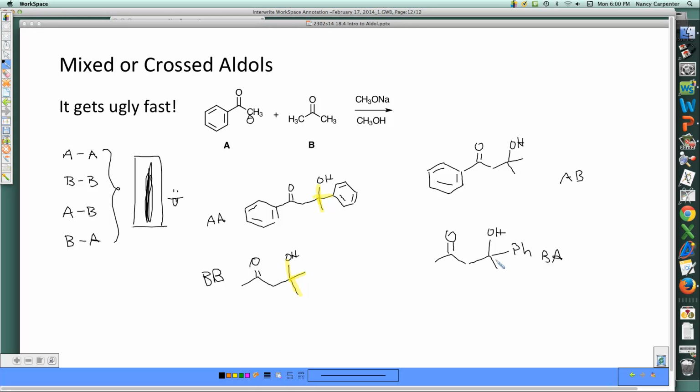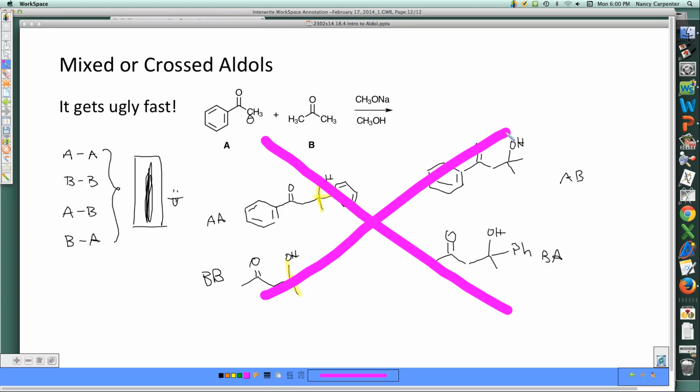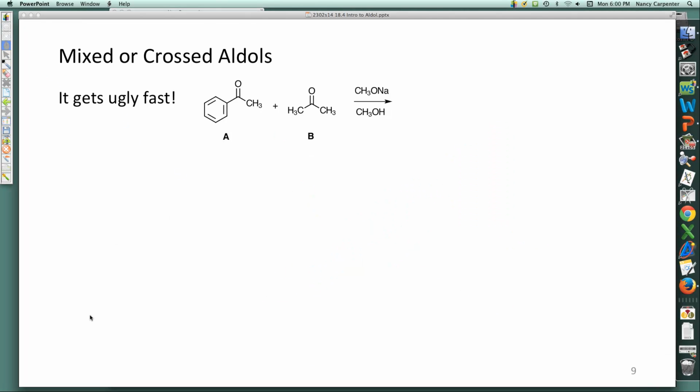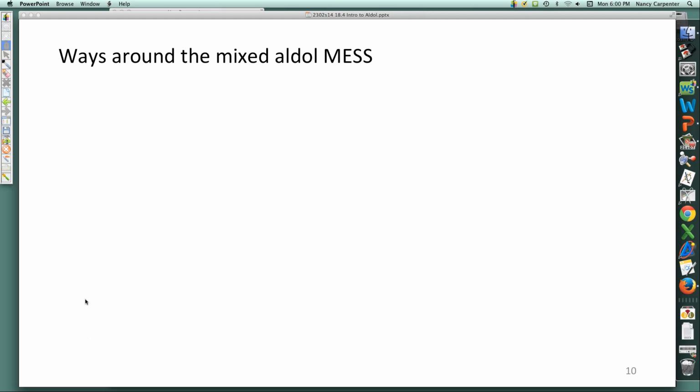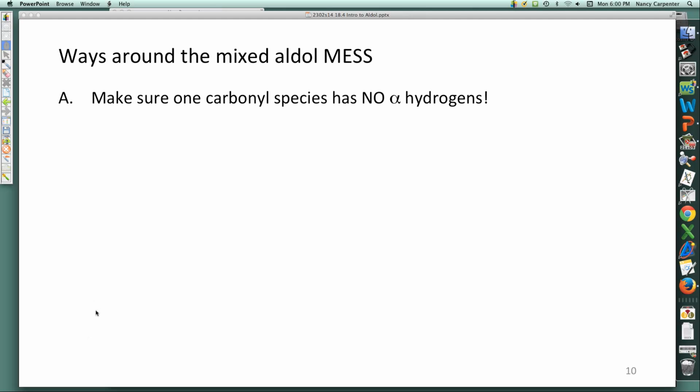They're all pretty much equally favorable. What are you going to get? 25% yield at most of any one product. So pretty much this is a big giant junk pile down the sink waste. Of course, we're not really going to put anything down the sink, but you get my drift. So what can we do about this? There are ways around the mixed aldol mess.